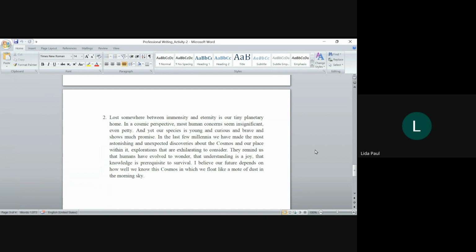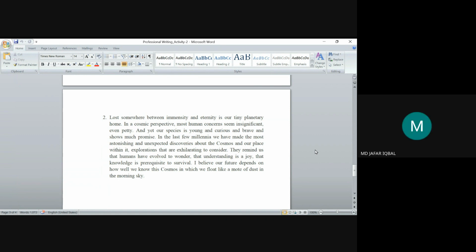So cosmos is definitely one thing that repeats, and yet in a cosmic perspective again, human concerns seem insignificant. Look at this one. Is our tiny planetary home insignificant? Again, same flavored words. Yet our species is young, and curious and brave shows much promise. In the last, we have made the most astonishing, unexpected discoveries. Explorations that are exhilarating to consider. They remind us that humans have evolved to wonder, because of survival. I believe our future depends on how well we know this cosmos in which we float.